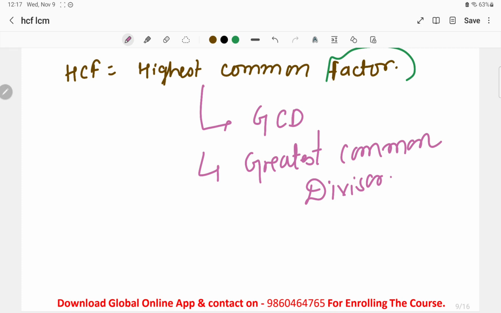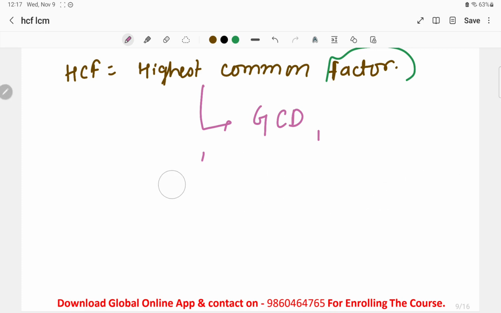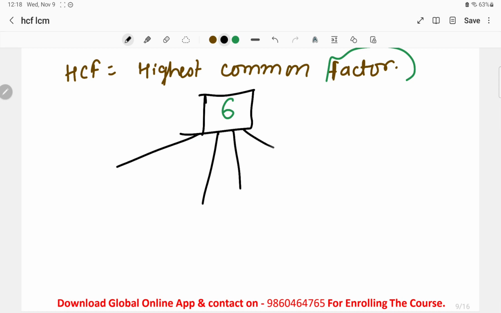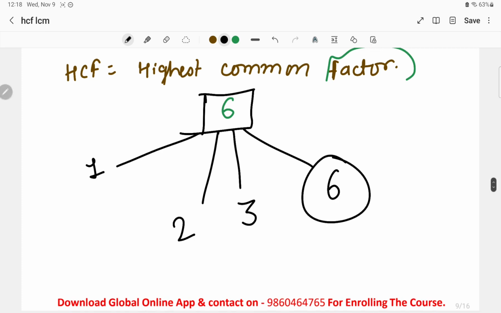Now let us see some examples of how to calculate the highest common factor. As I have already told you, if we take the example of the number 6, how many factors does it have? 6 comes in 1's table, 2's table, 3's table and 6's table. It has 4 factors. From these 4 factors, which is the highest factor over here? 6. So this is the HCF. This is how we calculate.